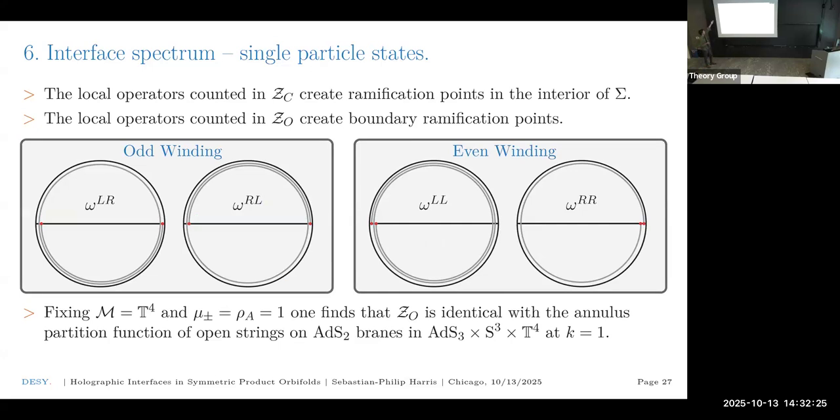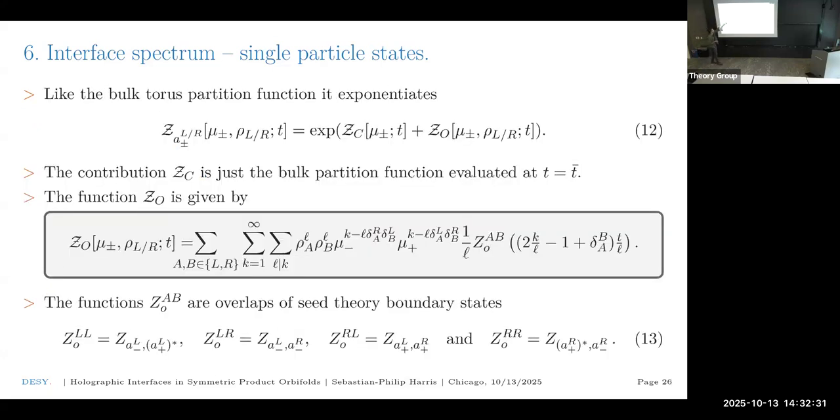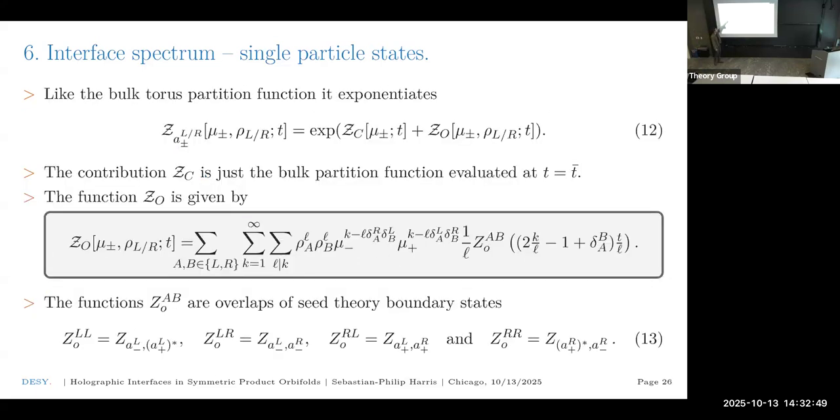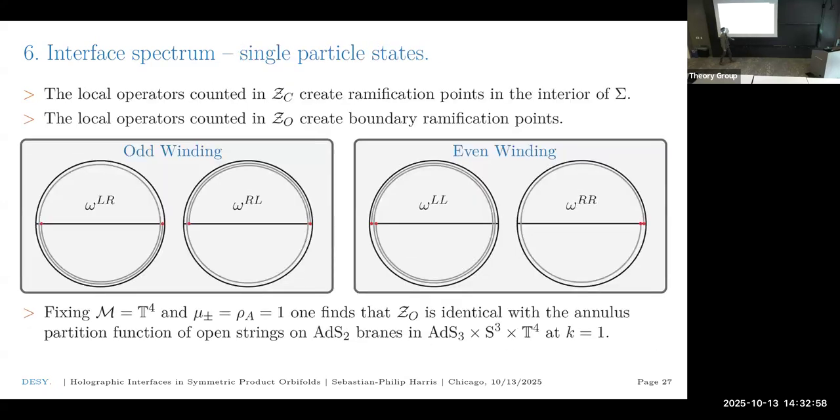The conclusion is essentially that these local operators that are accounted for by the ZC are just operators that create ramification points of the covering map that are in the interior of sigma. So they are exactly the kind of ramification points we've seen before. And these 4 sectors of interface changing operators labeled by this A and B precisely reproduce these 4 sectors of boundary ramification points that I've shown you before.